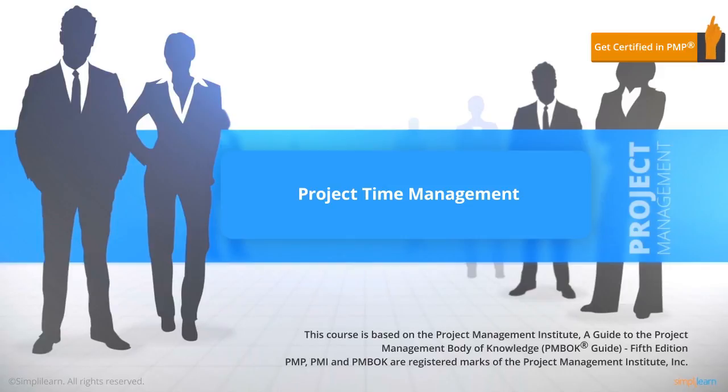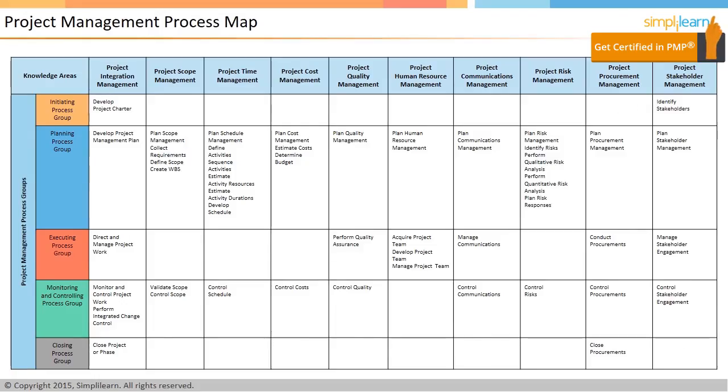In this lesson, we will focus on project time management. There are 47 processes in project management grouped into 10 knowledge areas and mapped to 5 process groups. In this lesson, we will look at the third knowledge area, that is, project time management and its processes. Let us begin with the first topic of this lesson.